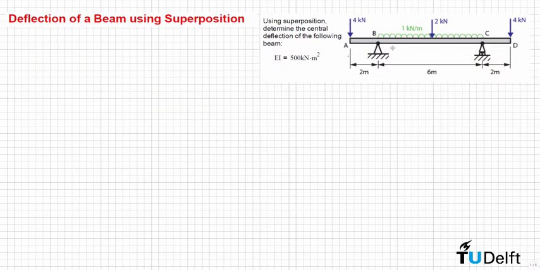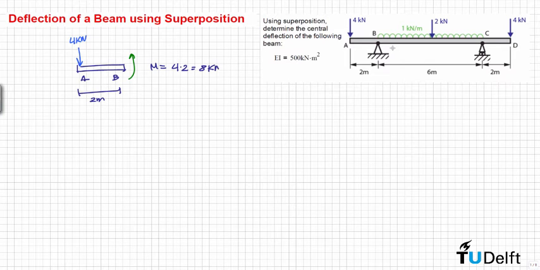Then to simplify this problem, we can translate these forces applied at A and D to the points B and C. So if we consider the segment, for example, AB, we can see that this applied load here of 4 kN is creating a moment at point B equal to 4 times this distance, 2 meters, 8 kN meter. Then we can simplify this problem. It is convenient to draw the moment in this direction and then to change the sign of the magnitude.